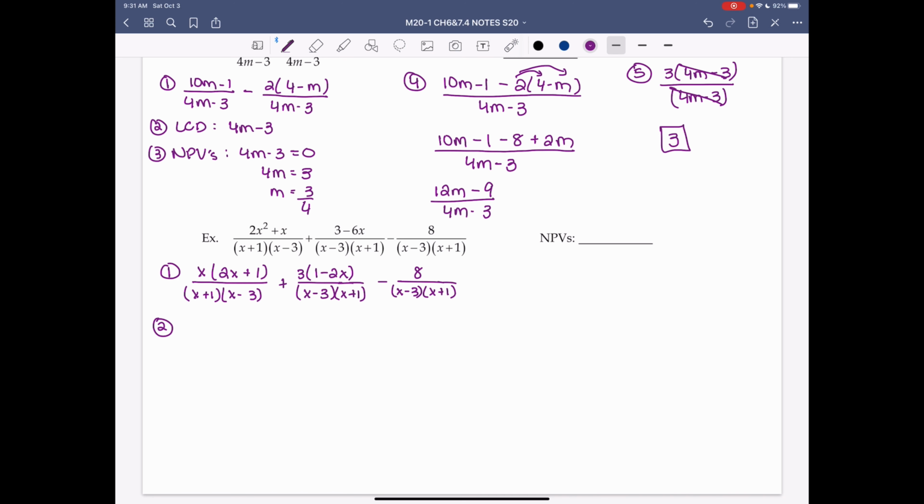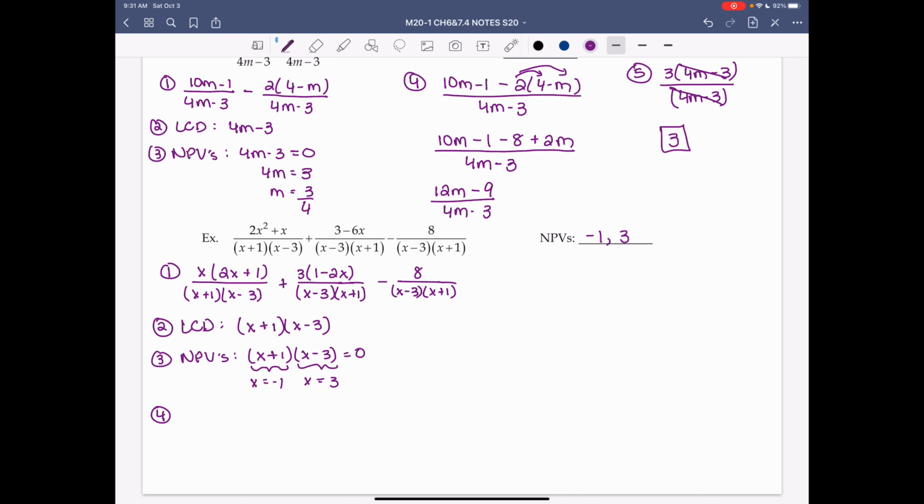Step 2, our lowest common denominator. Again, this one already has the lowest common denominator for all three, so x plus 1, x minus 3. Step 3, our NPVs. Our denominator is x plus 1, x minus 3. When is that equal to 0? Well, when this is equal to 0, which is when x is negative 1, or when this is equal to 0, which is when x equals 3. Negative 1 and 3.